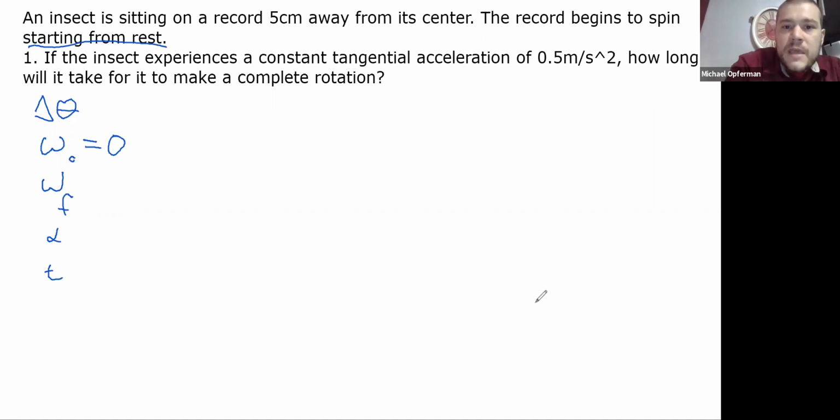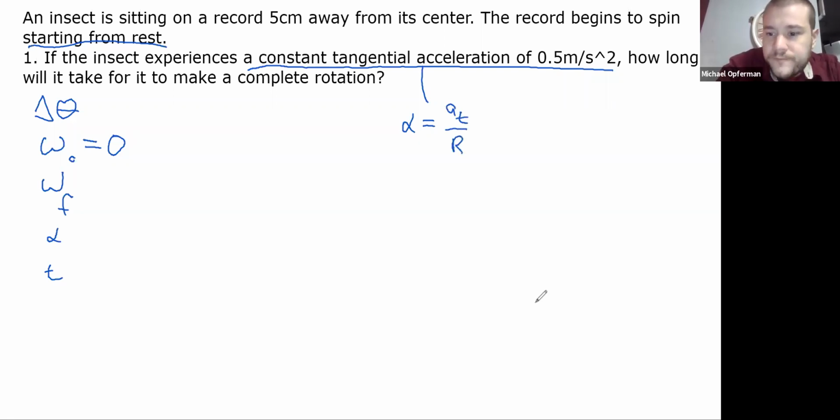Next up, the insect has a constant tangential acceleration, 0.5 meters per square second. That is not directly one of the kinematic variables, but it does tell me one of the kinematic variables, because alpha, the angular acceleration, would be equal to a_T over r, using the relationships I described in a previous video. So that's going to be 0.5 meters per square second divided by 0.05 meters.